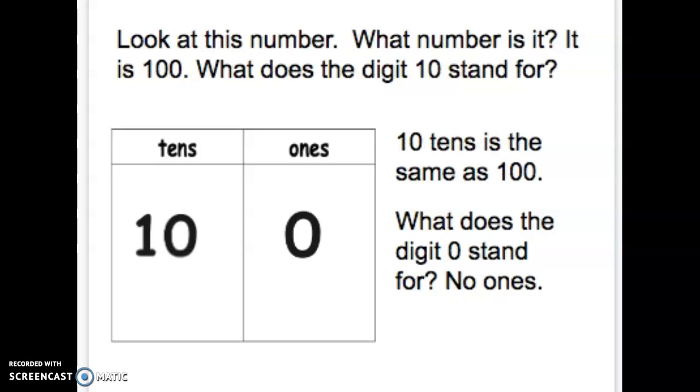Look at this number. What number is it? This is 100. What does the digit 10 stand for? Notice in this place value chart, we have 10 tens. That's the same thing as 100. You're counting by tens 10 times. And the 0 in the ones place stands for 0 or no ones. We do not have any ones in this number. So this makes the number 100.